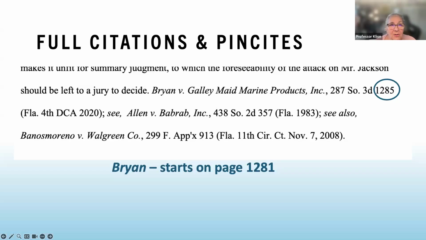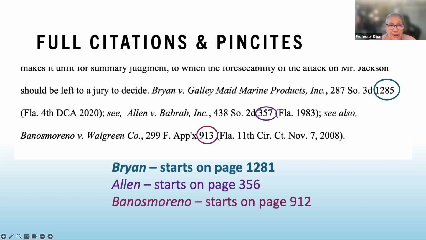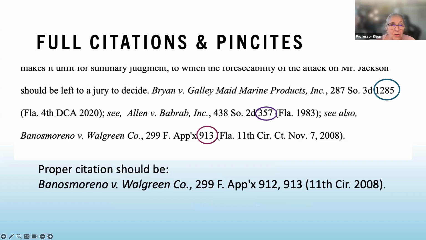Same thing for Allen. Let's look at Allen. You would think that the case started on 357, but in fact, Allen starts on page 356. Same thing for Banos Moreno. You would think that the case started on page 913, but in fact, Banos Moreno starts on page 912. So since you need to have a pin cite in there, this is what your cite should look like. Banos Moreno versus Walgreen Code, 299 Federal Appendix 912, 913, 11th Circuit, 2008. That's for full cites and pin cites.